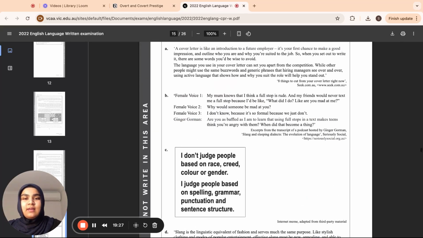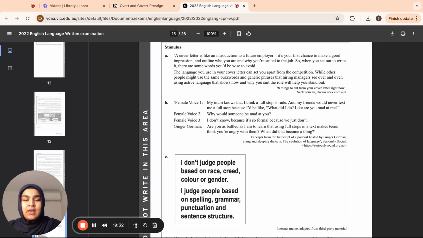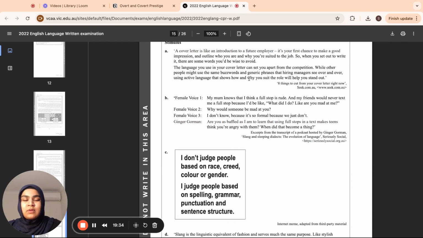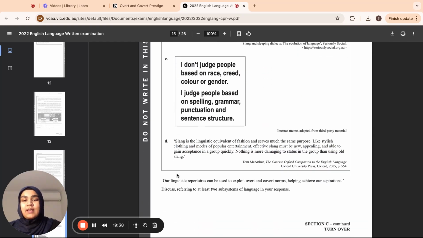This is question 9, the very last question on the 2022 English Language VCAA exam. It's on page 15 if you want to find it yourself. The essay topic here is: our linguistic repertoires can be used to exploit overt and covert norms, helping achieve our aspirations. Now, from the get-go, when you look at an exam question like this, you want to be keeping an eye out for language that could catch you out if you don't address it in your essay.